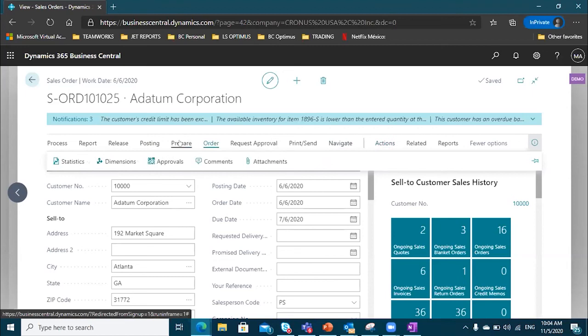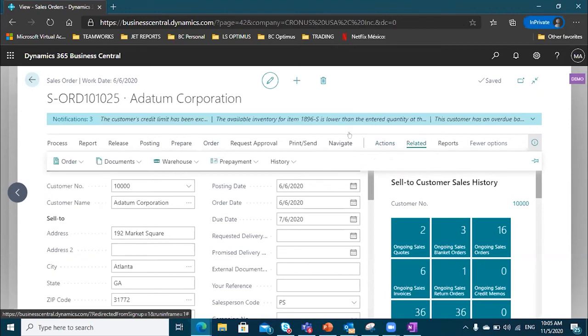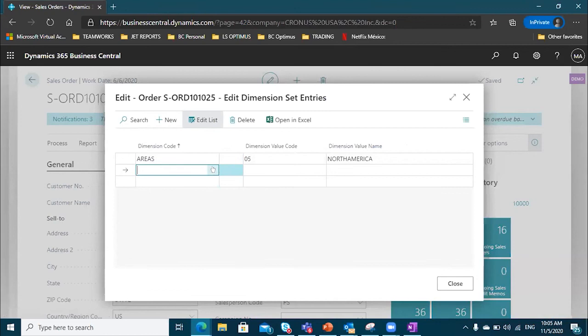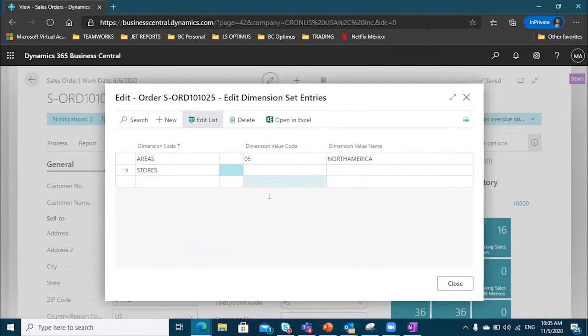Let me just review in the menu where this function is. One second. The dimension, related, navigate, order, here it is. And according to this, look at this. This is very interesting, by the way, just for you to take note.